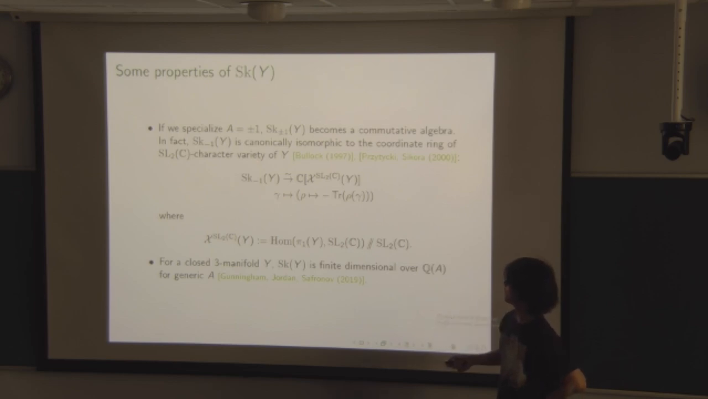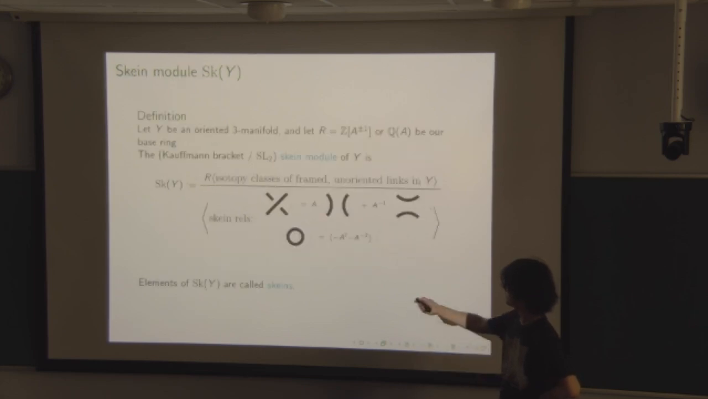Another important property of the skein module is that when we specialize this variable A to be either +1 or -1, then what was initially just an R module becomes a commutative algebra, which is because in this skein relation, if A is the same as A inverse, then the skein relation does not distinguish overcrossing from undercrossing. So the skein module doesn't see the knottedness.